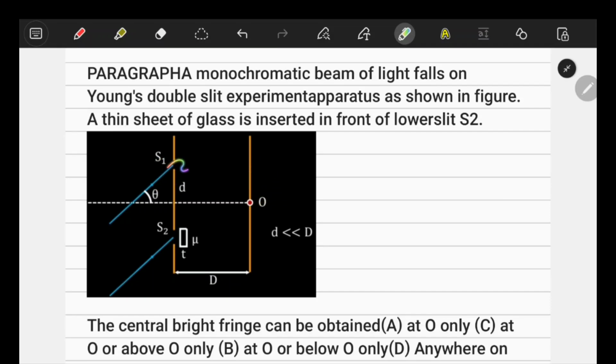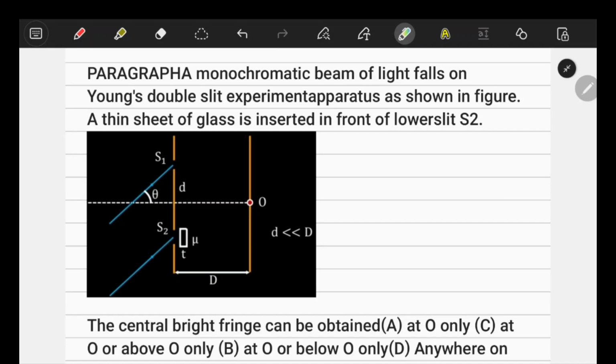Now this is the thing about oblique incidence. Now let's talk about this thin sheet. We all know in case of thin sheet, this CBF will shift downward. It shifts towards the thin slab side. So in this case, the pattern will try to shift downwards.